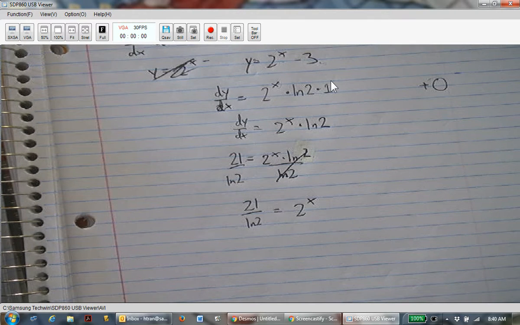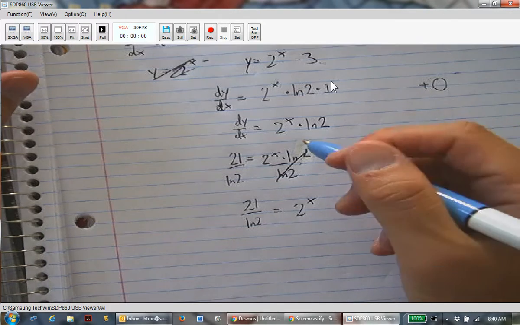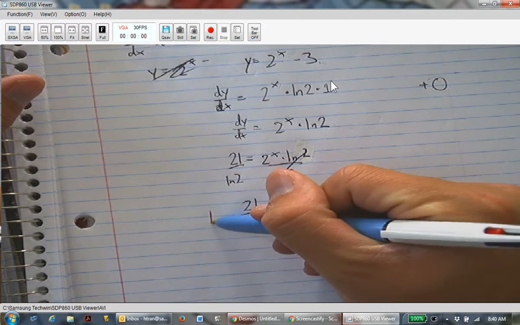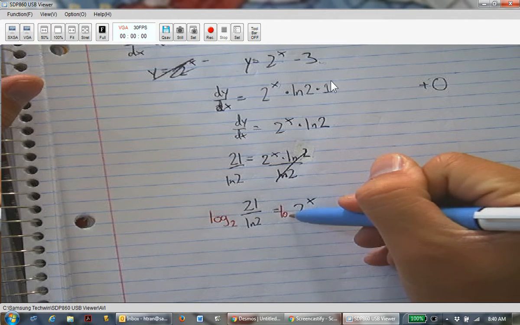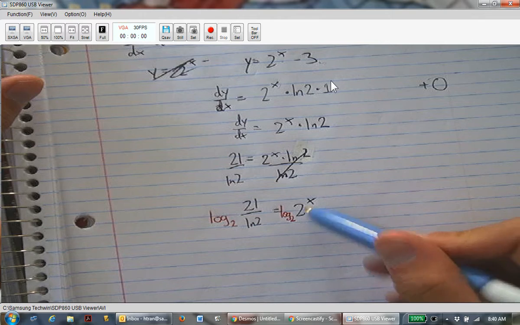I haven't gotten it yet. My final answer is 4.92. Okay, so not quite. Oh yeah, you're good, you're fine. But you don't know that. So you can do 2 options. Okay, you can do 2 options. You can do log base 2 on both sides of this to get rid of the 2 here.